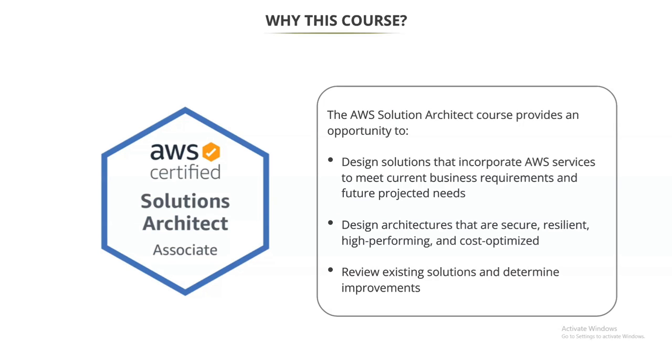Why should we go for the AWS Solutions Architect Associate certification? The AWS Solutions Architect course provides an opportunity to design solutions that incorporate AWS services to meet current business requirements and future projected needs. AWS Solutions Architect Associate gives you a label that you have a good understanding of the AWS essential services, and you can design, deploy, plan and manage architectures on the AWS cloud. You can design architectures that are secure, resilient, high performing and cost optimized as well. You can review existing solutions and determine improvements as well.